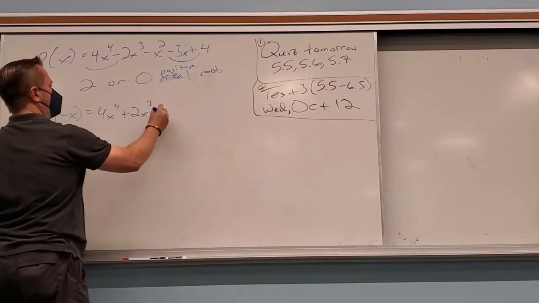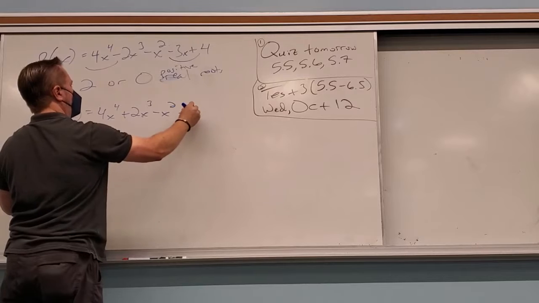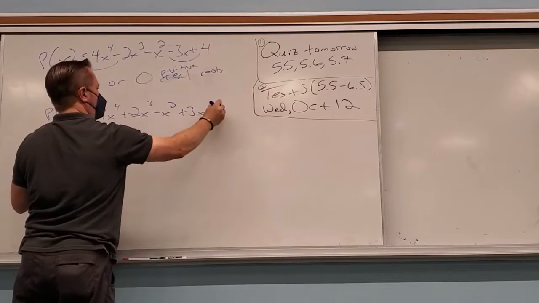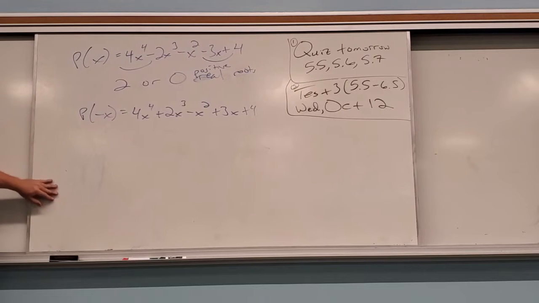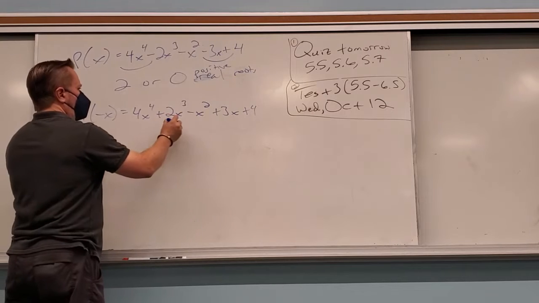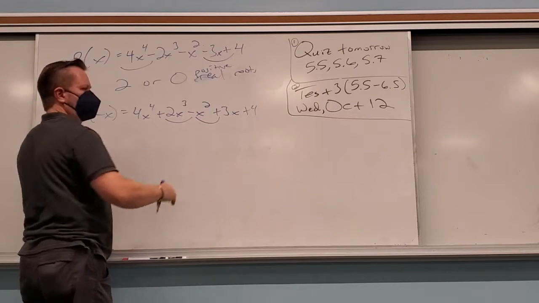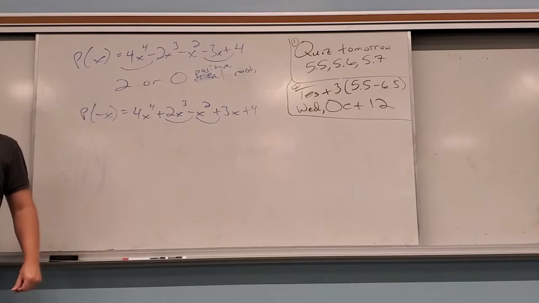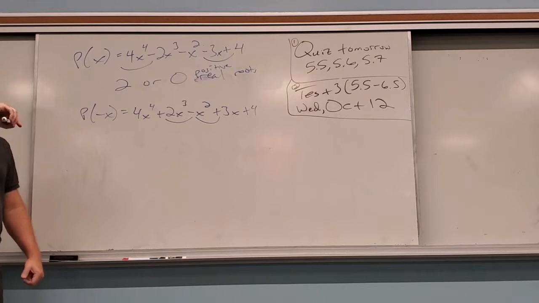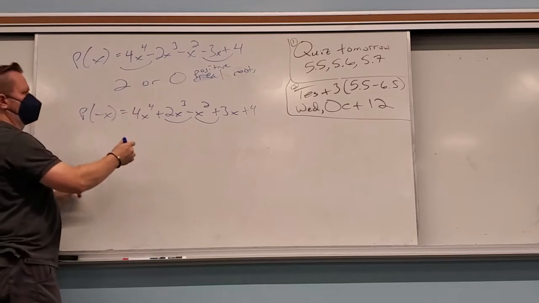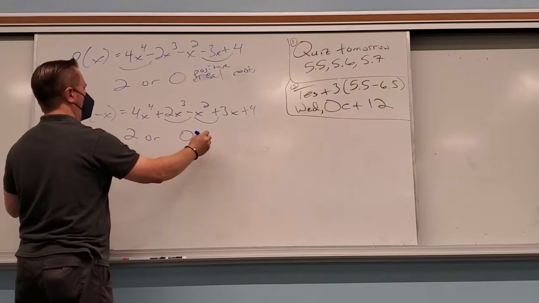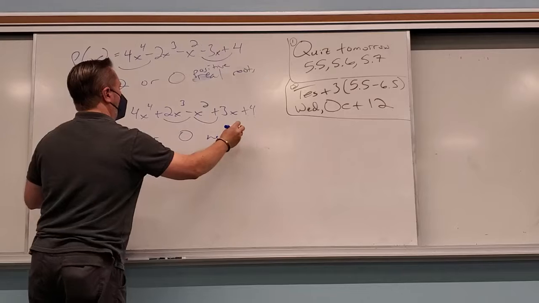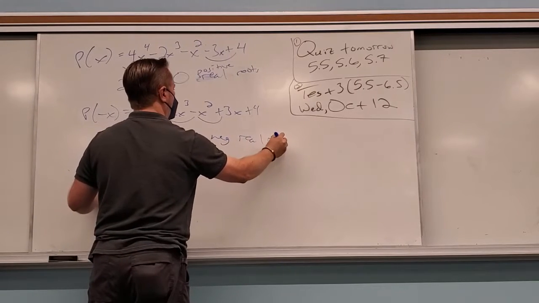So this stays the same sign. This changes sign. 4 just stays 4. Doesn't care what happens to x. Now how many sign changes do I see? 1, 2. So you've got to scan the whole thing as you go through. How many times does it change from one term to the next? Twice. So how many negative real roots could there be? 2 or 0. Negative real roots.